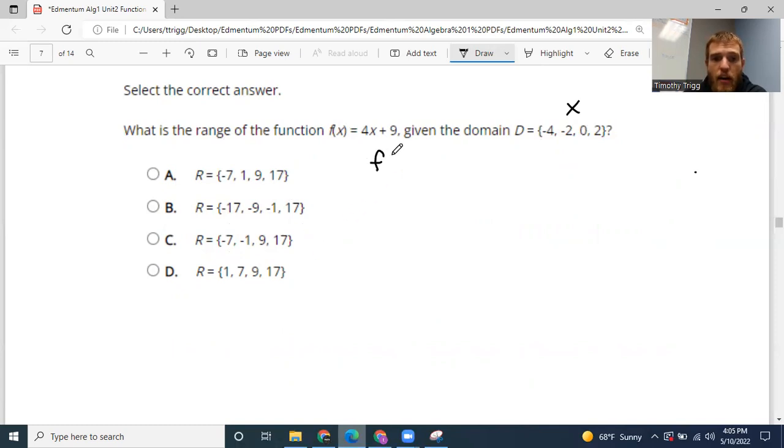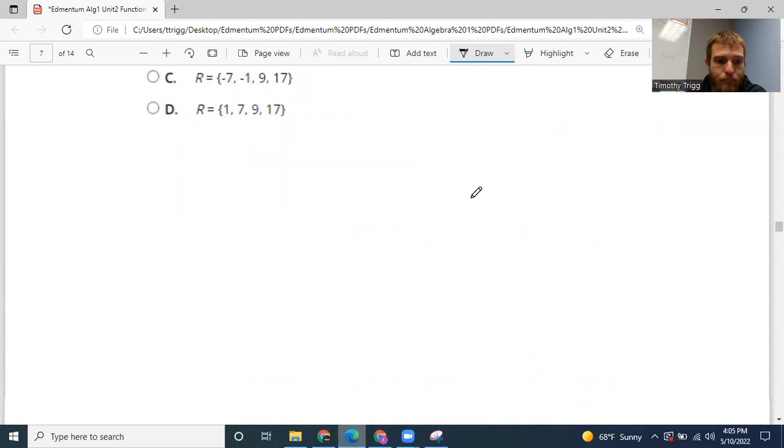First, let's do f of negative 4. I'm replacing the x in the function with negative 4, which is the first number in my domain. So this will be 4 times negative 4. Again, just copying the function, but replacing the x with the input of negative 4. This will give me negative 16 plus 9. Go ahead and figure it out from there. You can plug in the other numbers as well to figure out all the resulting numbers in the range.